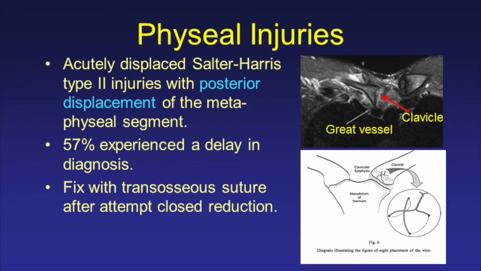The other problem with the medial clavicle fractures is the physeal injuries that you see in youngsters between 14 and 16, and they're actually just a Salter-Harris 2 fracture, and the problem with them is that 57% are often delayed in diagnosis. One often tries a closed manipulation of these, but invariably they do fall back and sometimes need a transosseous screw or tension band through the physis.